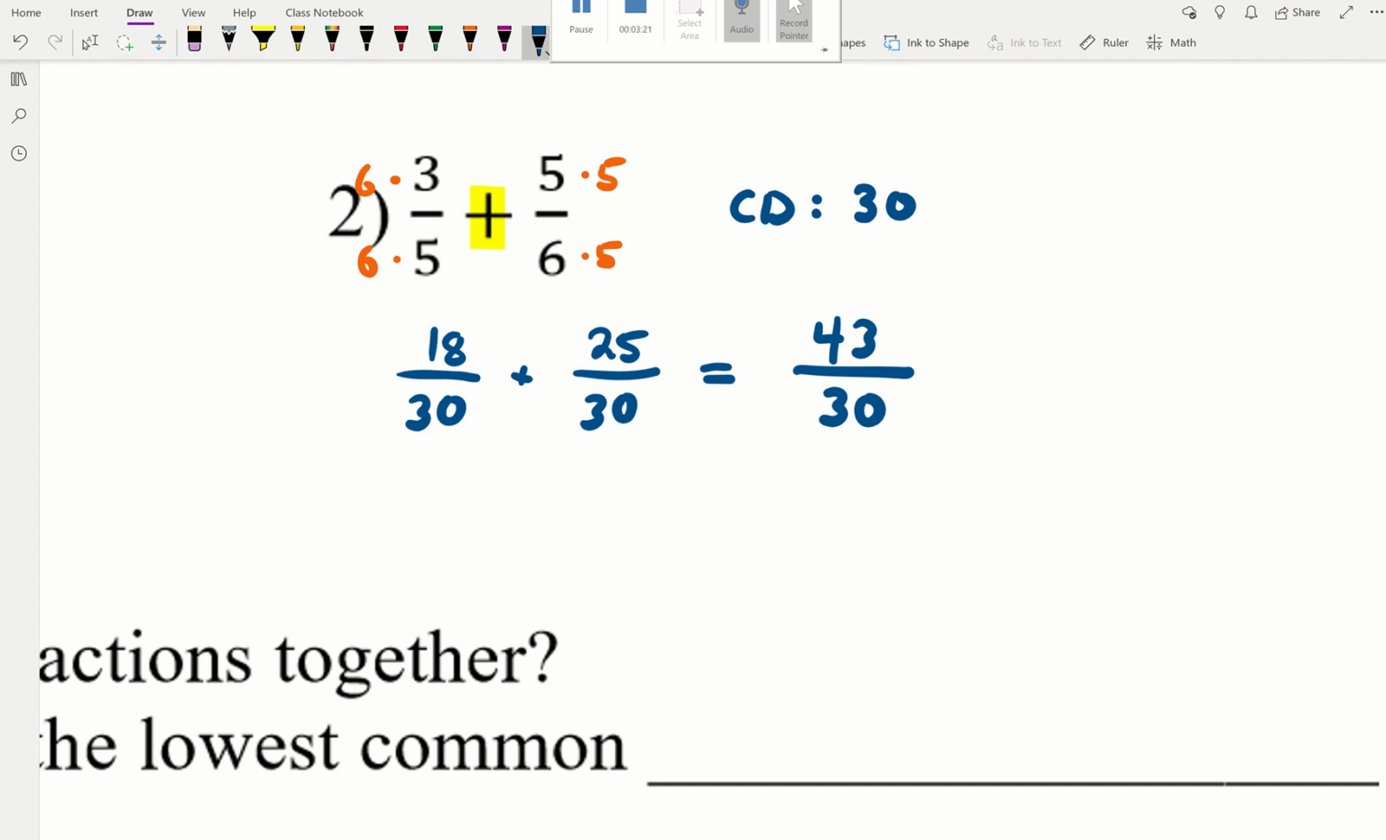Now, some of you might be thinking, okay, we can write 43/30 as a mixed number, but that's not something we typically are going to do. It's much easier to work with improper fractions than it is to work with mixed numbers. So leave it like this, with the exception of if it does reduce, then we want to simplify.